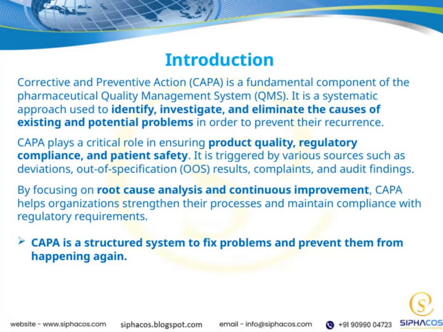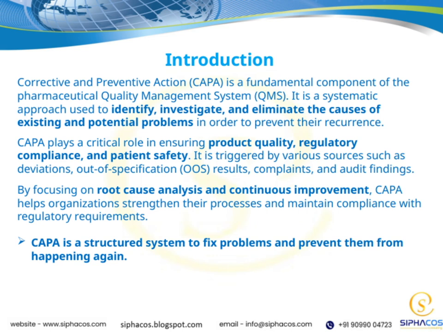Welcome to the second slide. Today, I want to talk about corrective and preventive action, or CAPA, which is a core part of the pharmaceutical quality management system. Essentially, CAPA is a systematic approach we use to identify issues, investigate their root causes, and eliminate those causes to prevent problems from happening again. It's not just about fixing things as they come up, but making sure they don't recur in the future.